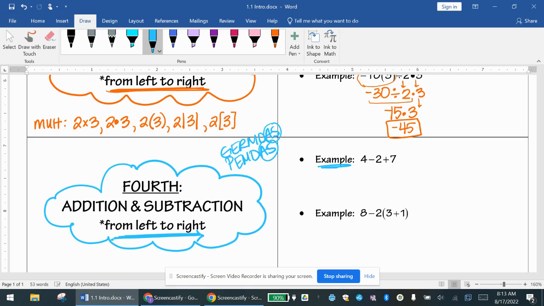So as you look at this next example, you have 4 minus 2 plus 7. Well, addition doesn't go first unless it's written first. Here, the subtraction is written first. 2 plus 7 is 9. Notice that I brought down the 7, and that's your final answer. So you have to go from left to right.